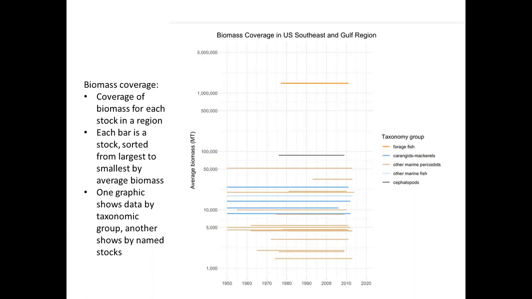So on the regional portion of the website, we have a set of summary graphics. The first one is biomass coverage, which shows basically which years are covered across the different stocks in a region. We have two versions of this, one being this one, which just shows everything, and each of the stocks is indicated by a colored line, which is tied to its taxonomic group. We have another version which actually has all the stocks labeled, and that can cover several different graphics depending on the number of stocks, since it can get pretty cluttered otherwise.